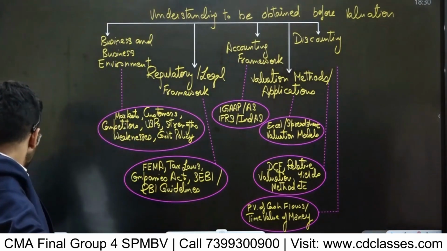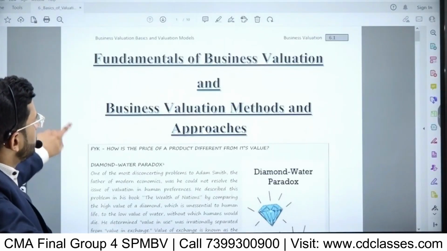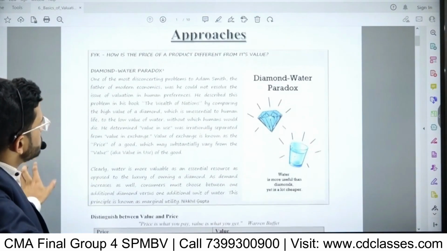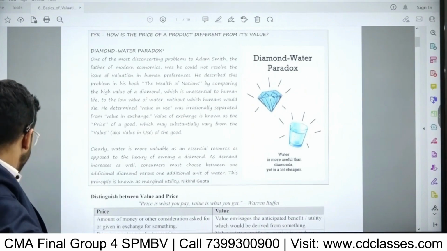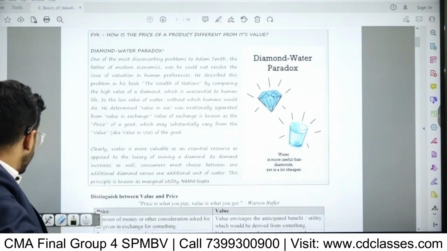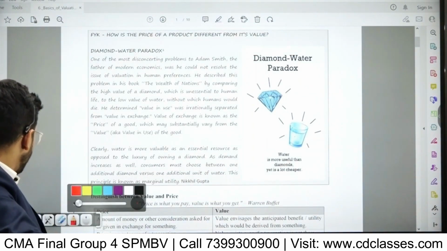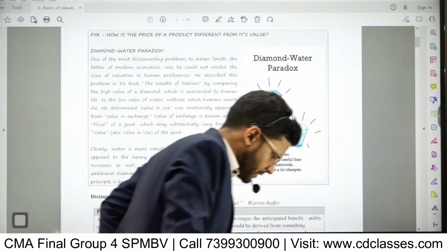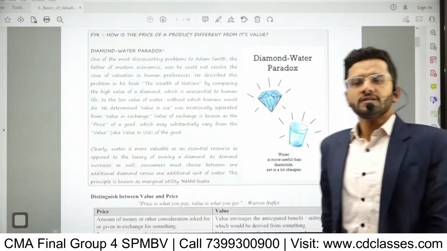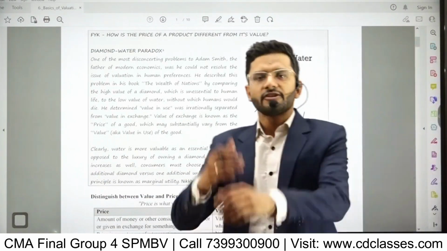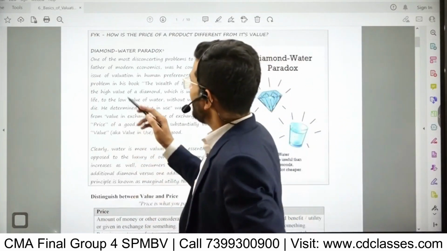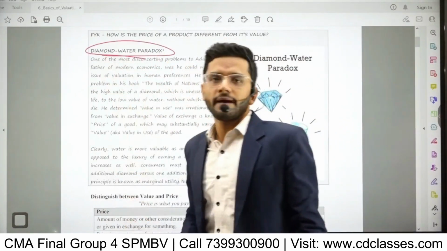Okay, so let's now first of all see these particular concepts in our book. So guys, the first page of this chapter will look like this in your book. Please open your book, and now we'll be studying from the book. Let's prepare our notes from the book. Okay, so the first thing that we need to understand is what is the difference between price and value. And the theory which explains this aptly is the theory of the diamond-water paradox.